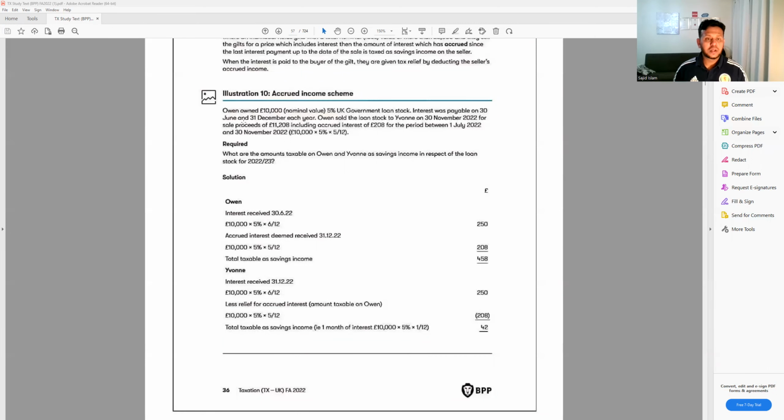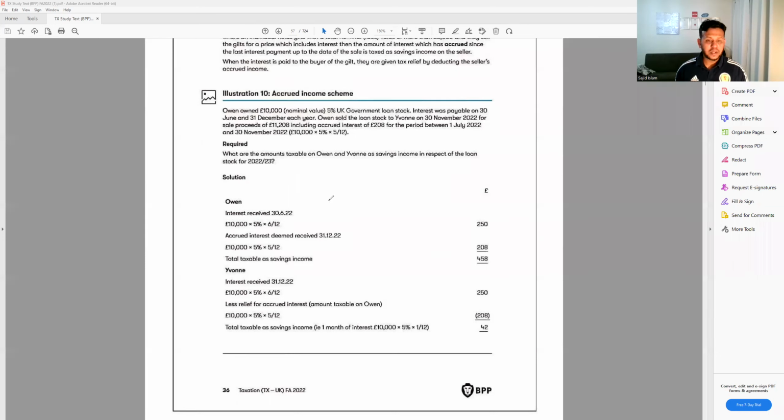Accrued income scheme. It's when, on £10,000 nominal value of 5% UK government loan stock, interest was payable on 30 June and 31st December each year, so twice a year. Ben sold the loan stock to Yvonne on 30 November 2022 for sale proceeds of £11,208, including accrued interest of £208 for the period between July to November. So that is £10,000 at 5% for 5 months. What are the amounts taxable on Ben and Yvonne as savings income in respect of the loan stock?